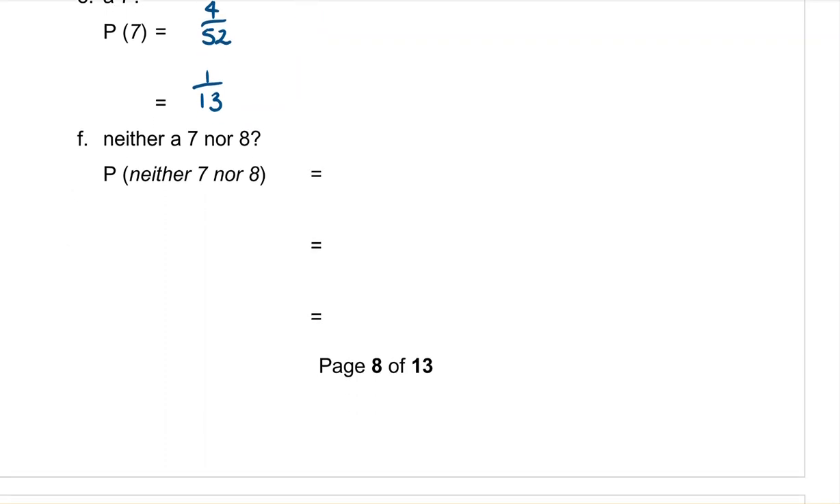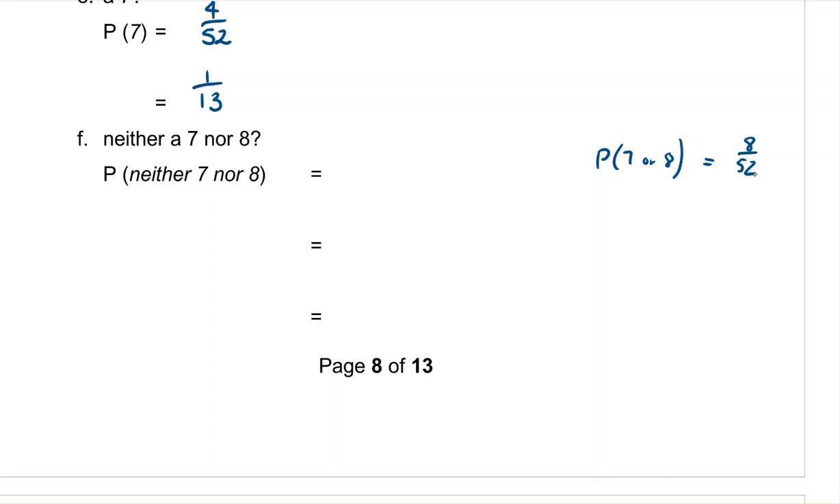Part F. Find the probability of neither a 7 nor an 8. So that's a fancy way of saying not a 7 or an 8. Because it says that word not or neither, it's the complement of the 7 and the 8. If I work that out first, so the probability of a 7 or an 8, what happens if I have a look here? I have 4 7s and I have 4 8s. So altogether, that is 8 cards out of 52. I'm not going to simplify that yet.